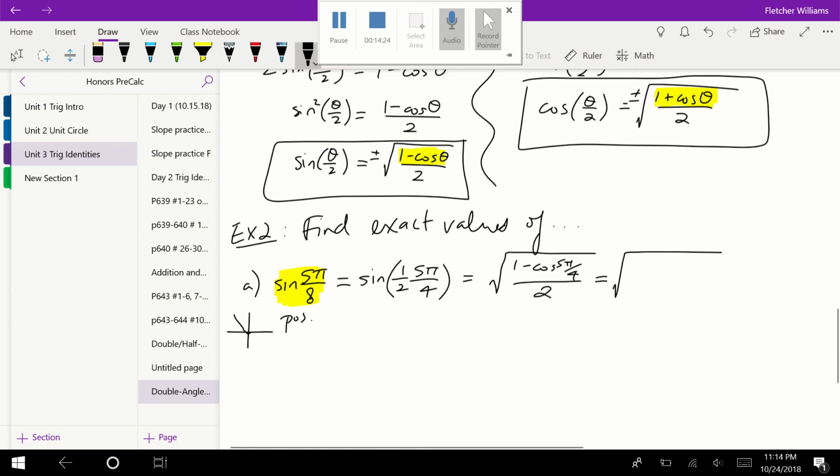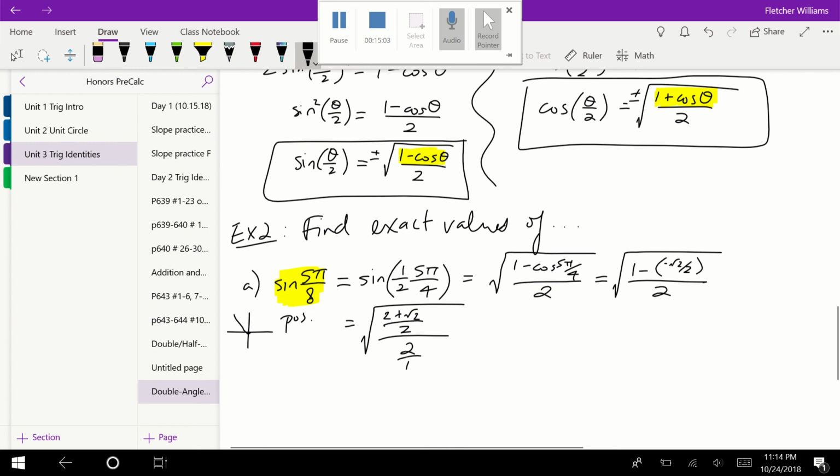Anyway, this becomes 1 minus root 2 over 2 over 2. Okay, and so then you'll need to get a common denominator between 1 and minus root 2 over 2. That gives you 2 over 2 minus root 2 over 2, so 2 minus root 2 over 2. All of that over 2.